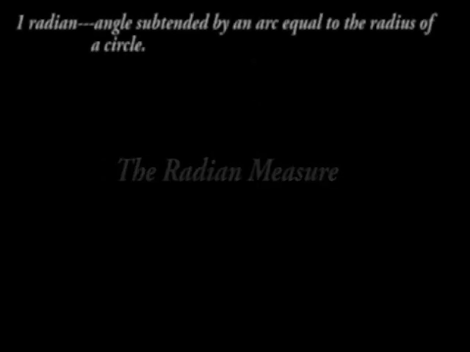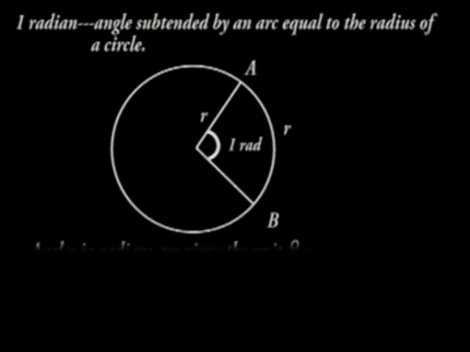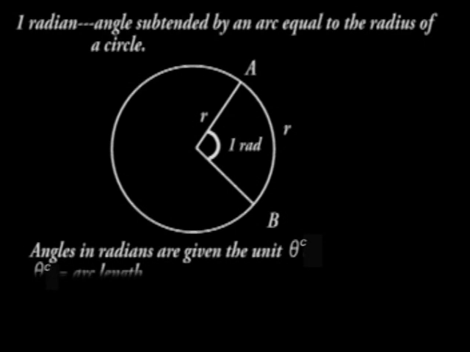Moving on, we look at the radian measure. Angles can as well be measured in radians. 1 radian is the angle subtended by an arc that is equal to the radius of the circle. Consider the figure below. Angles in radians are given the unit theta with a superscript c. Size of an angle in radian is equal to the ratio of arc to radius of the circle, that is, theta is arc length over radius. For the case above, it is AB over R.